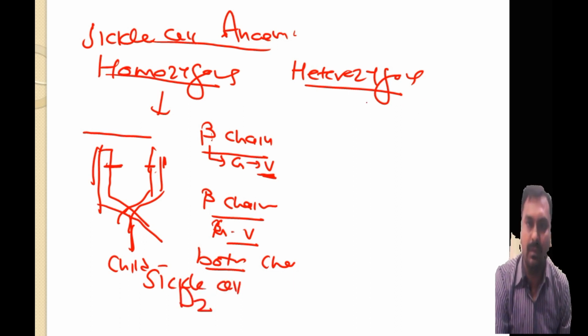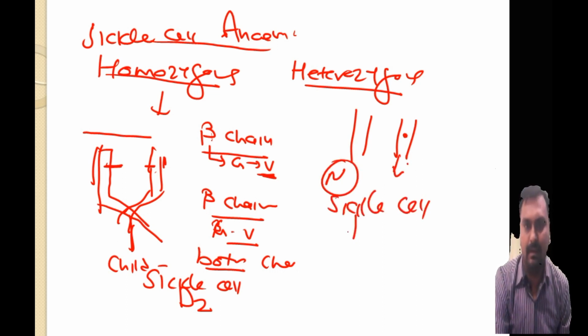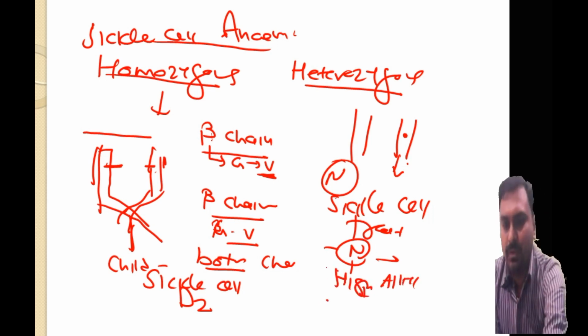While in heterozygous, one chain is normal while the other chain is defective. Okay, so one beta chain is normal and the other is defective, so it is called a sickle cell trait. He will normally live a normal life, but when the person with sickle cell trait goes to high altitude, he will suffer some problem.